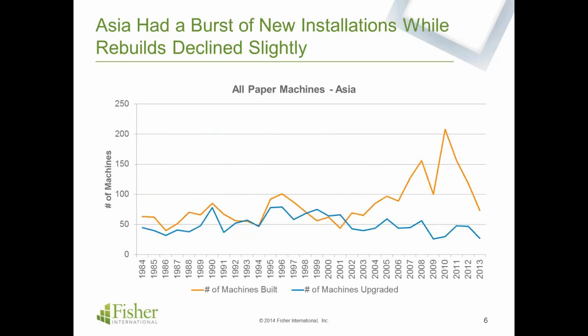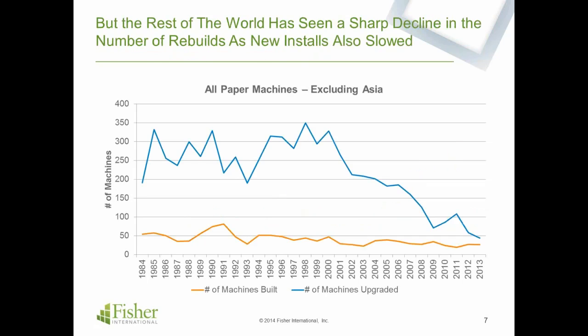One is we see this spike in new machine installation in Asia that has happened recently, while at the same time the level of rebuild activity in Asia has drifted slightly lower. But the rest of the world has seen a significant drop in rebuild activity since around 2000, a significant falloff in rebuilds, and at the same time new machine installation drifted slightly lower, but for the most part was relatively flat.